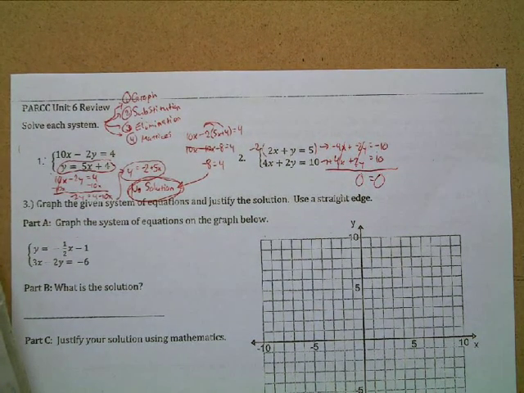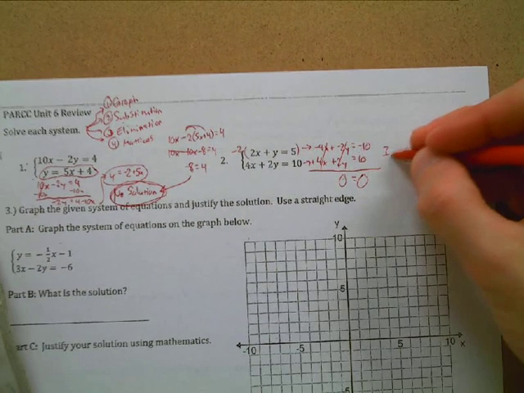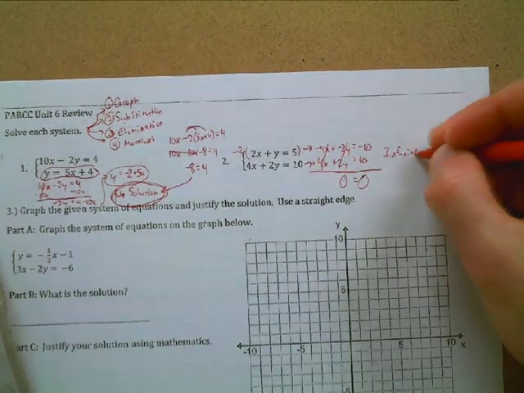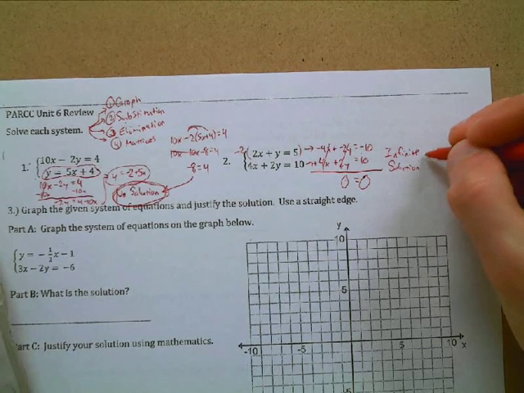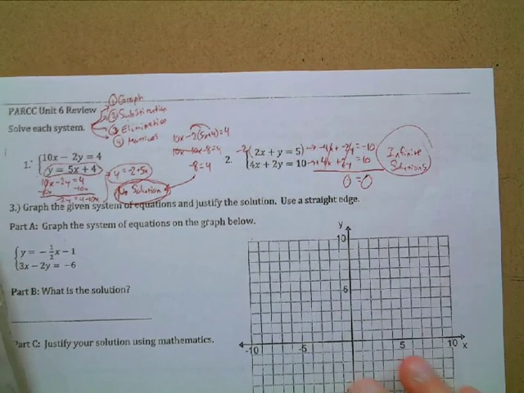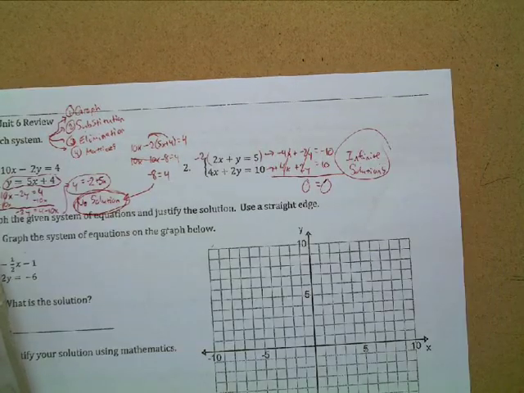Always. So is this no solution? It's infinite. It's infinite solutions. So it means there's an infinite number of solutions. It doesn't mean that any solution works. It does not mean that any solution works. It just means there are infinite solutions.